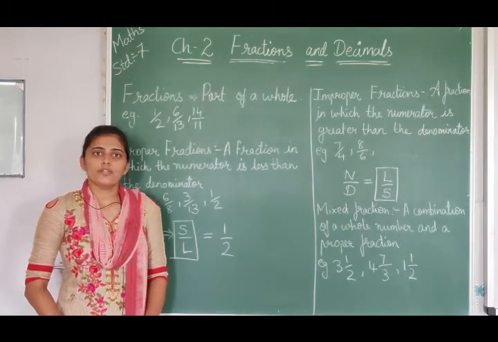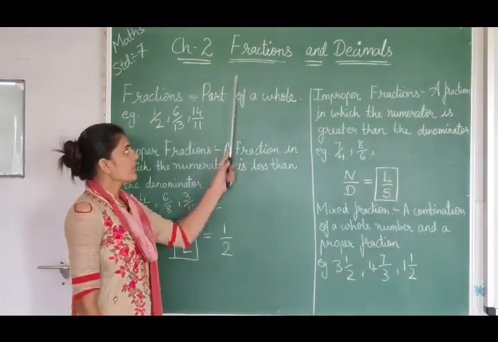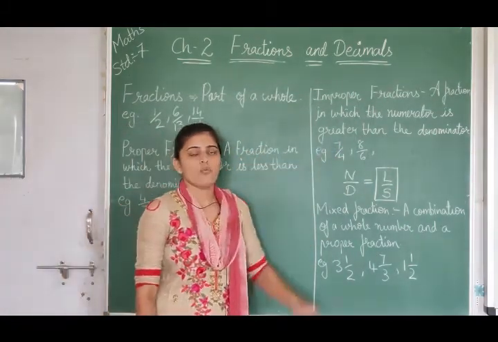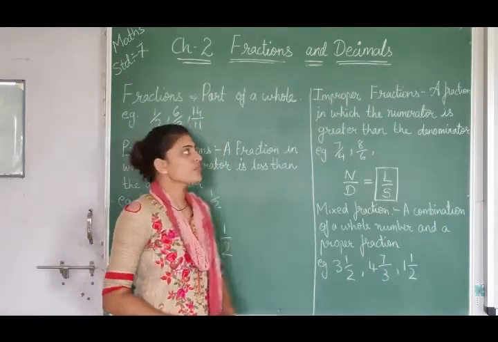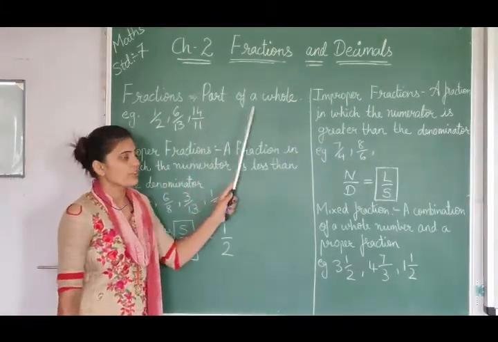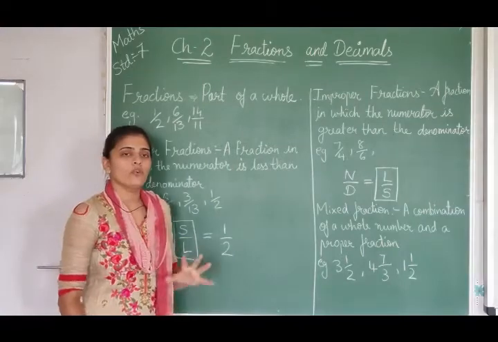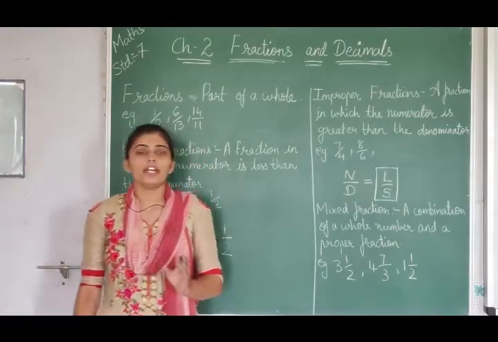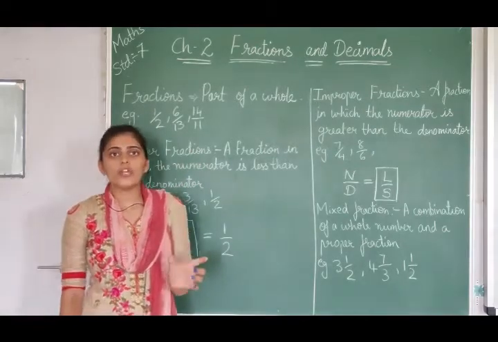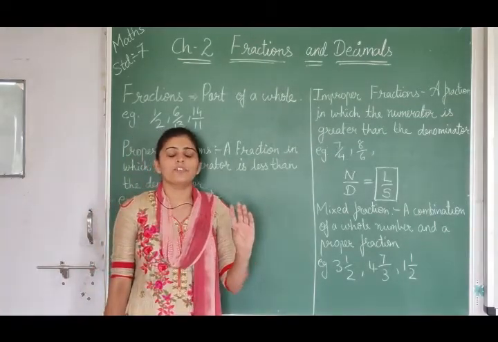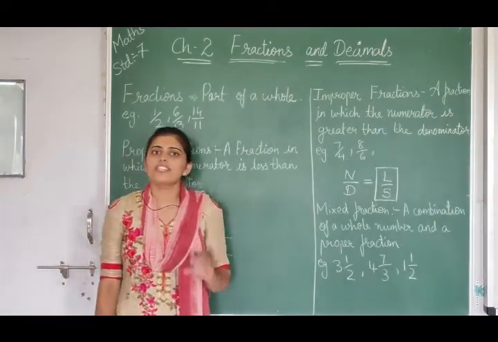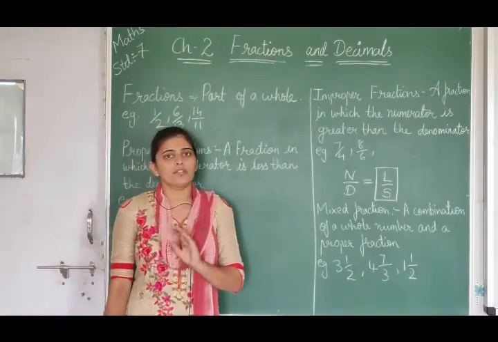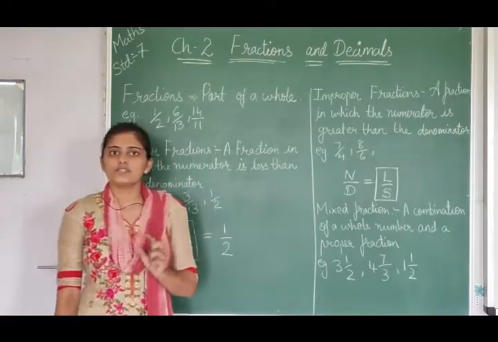We are going to start with chapter number 2, fractions and decimals. Now what is a fraction? That you know. Fractions mean part of a whole. Anything you have whole, I have one apple, then 1 is a whole number. But if I cut it into two equal parts, then one part will be said as 1 by 2, means half part, and the other part will also be said as a half part, means 1 by 2.